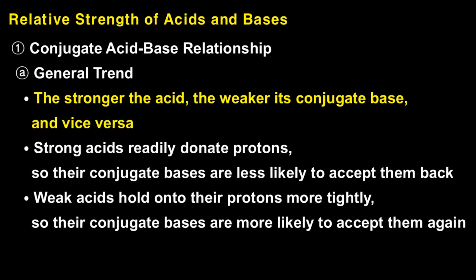First, let's talk about the relationship between acids and their conjugate bases. There's a general trend we see. The stronger the acid, the weaker its conjugate base. And the weaker the acid, the stronger its conjugate base. Why is that? Well, strong acids give up protons easily, so their conjugate bases don't really feel the need to grab those protons back. But weak acids tend to hold onto their protons more tightly, which means their conjugate bases are more likely to accept a proton when the chance comes up.